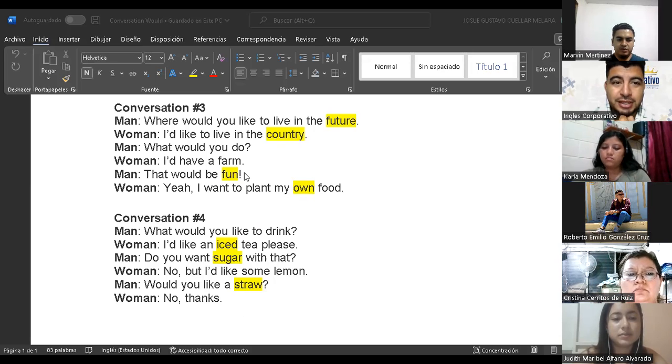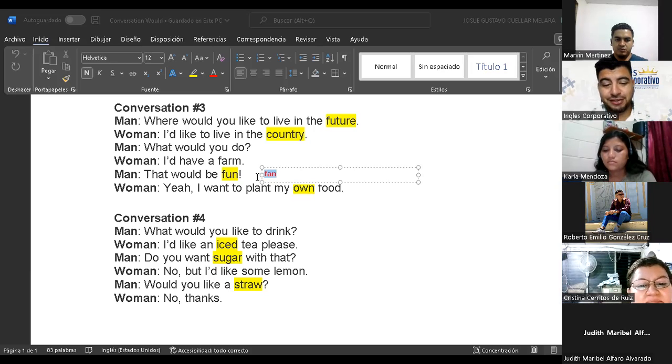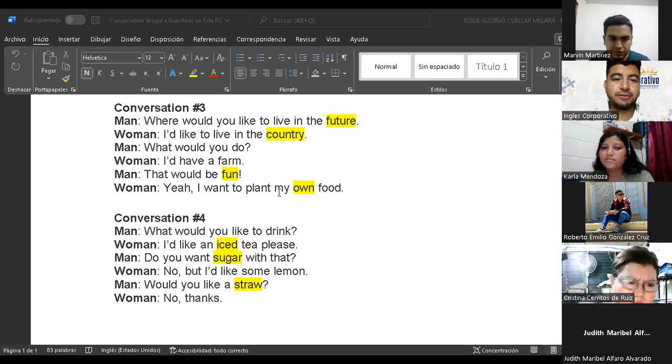Here we have future, country, fun. Cuando decimos fan, nos referimos a ventilador, pero también significa cuando eres fan de un actor, de un futbolista, cuando eres aficionado. Te gusta algún equipo, whatever, fan. Y también significa ventilador, pero se pronuncia también fan. Y este es aún. Iced tea, sugar, como sugar daddy. Y aquí, straw, que es pajilla, ¿ok? Future, country, fun.